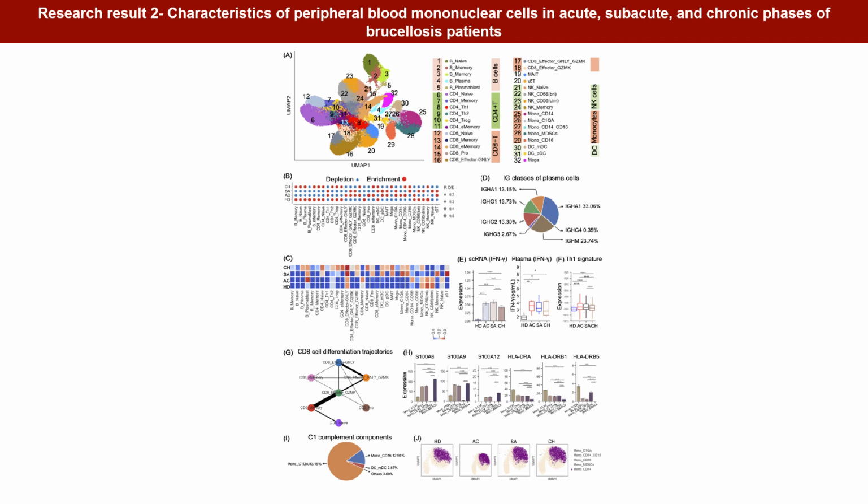It is worth noting that most B-cell subsets are associated with patients with chronic brucellosis, especially plasma cells and plasmablasts. Association and enrichment of memory B cells in patients with chronic brucellosis. These findings reveal the link between B-cell clusters and disease staging.